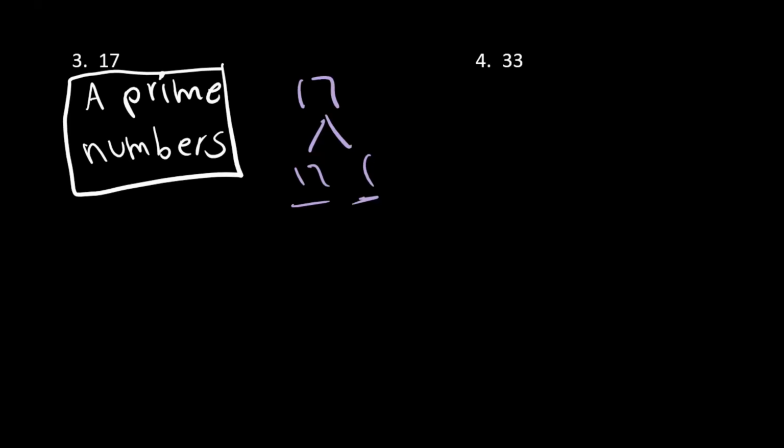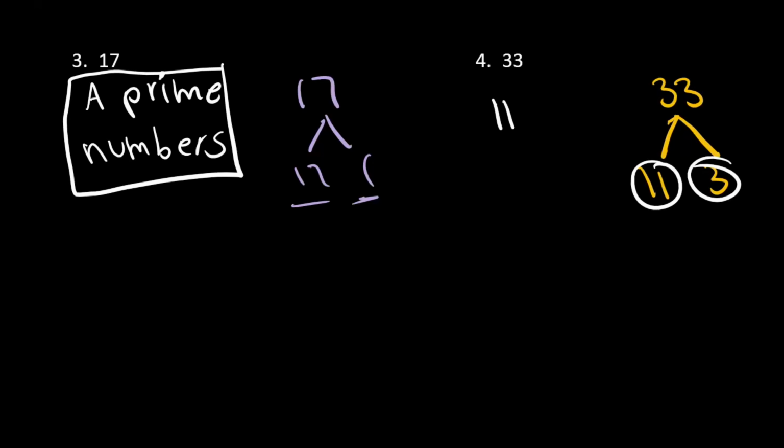Now, the fourth question says 33. Now let's break it down. 33. Alright. So 11 times 3 is 33. If you guys remember your multiplication tables, 11 times 3 is 33. And so 11 and 3 are prime numbers. So we don't have to keep going. So that's our answer. 11 times 3. So let me write that down. 11 times 3 is our answer, and we can't use exponential form for this.